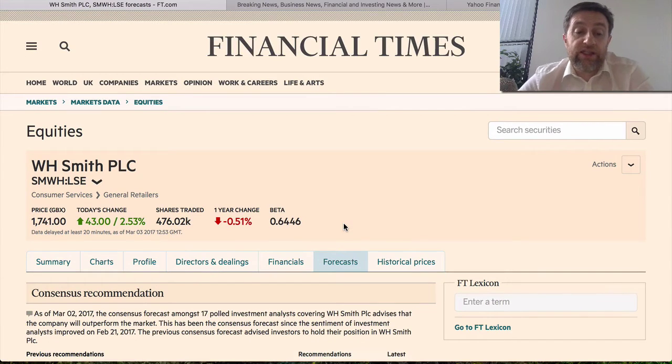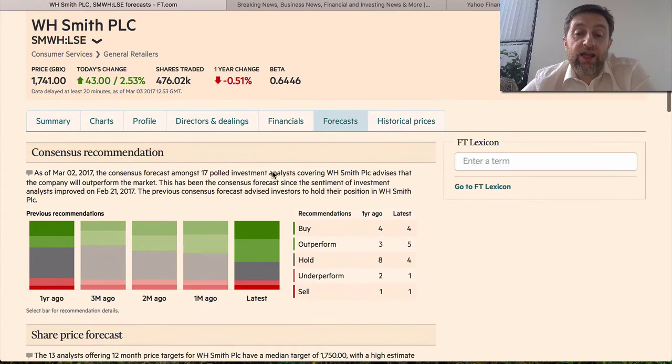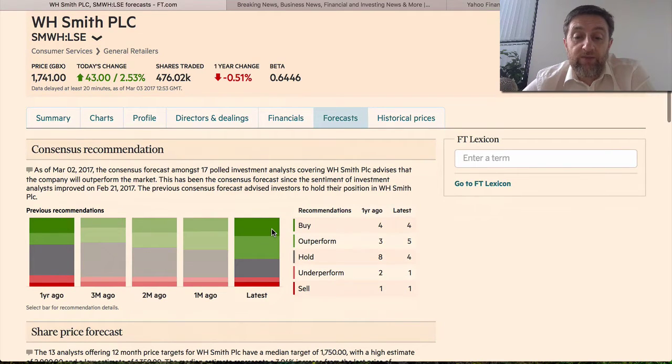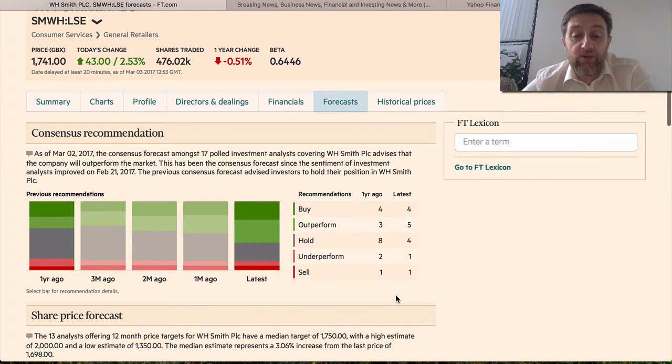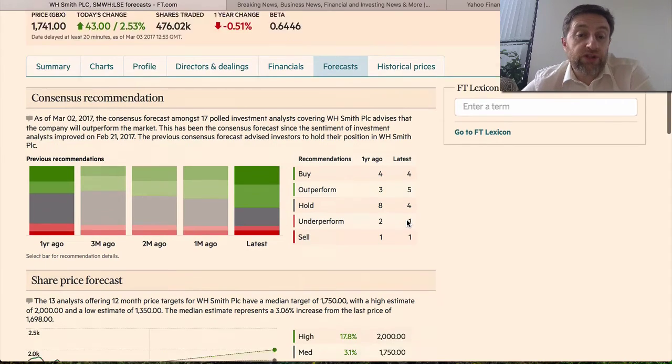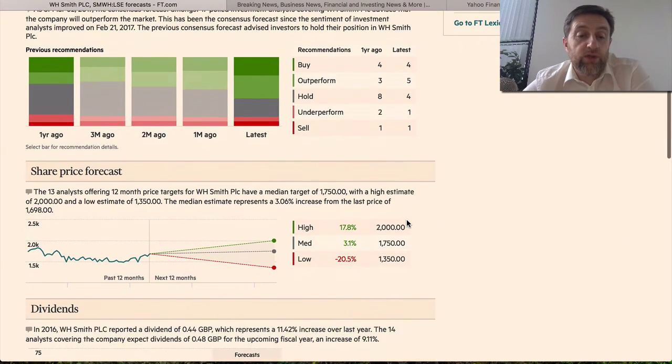Now the great thing about FT is that it looks at analysts. So here they've got 17 analysts, and analysts are saying, well, okay, 4 are saying you should buy, 3 you'd probably argue are saying you should probably sell. Now that was a year ago, sorry. So 2 are saying that we should sell, 4 are saying you should buy, 5 are saying you should outperform. So this is a positive outlook for WH Smith.